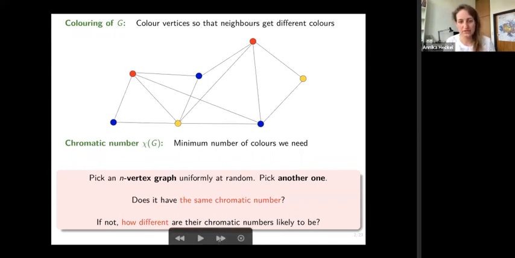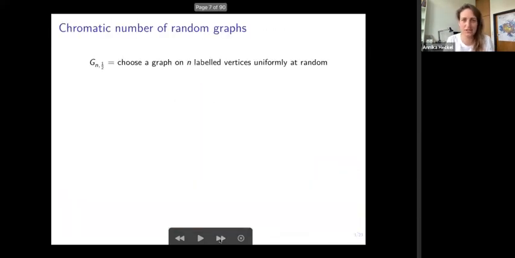So I said we pick an n-vertex graph uniformly at random. That's perhaps as a distribution quite hard to generate, but luckily we have a nice way of generating a uniform n-vertex graph. We can just look at G(n,1/2), where we include every edge independently with probability 1/2, and that gives us a uniform n-vertex graph. More generally, of course, we can look at the random graph G(n,p).